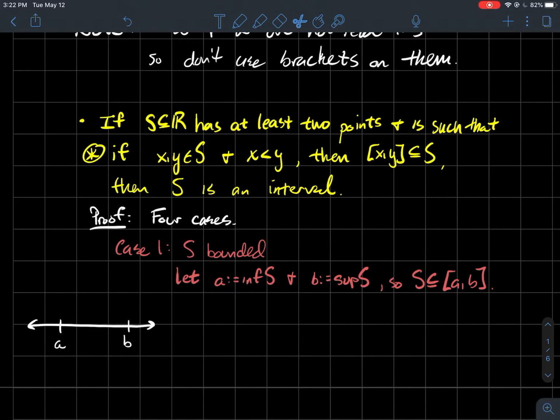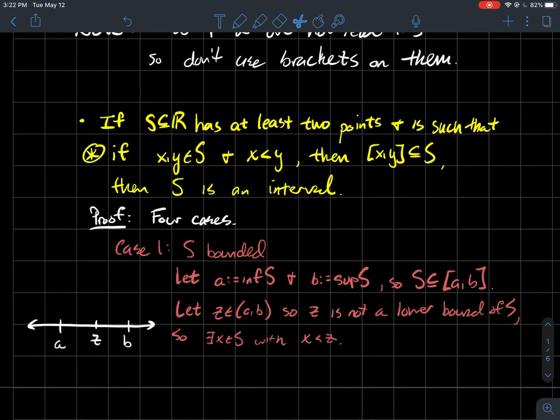Now what we're going to do is show that any number between A and B has to be within the set S. So let Z be some arbitrary number between A and B. In particular, here's Z. Z is in between A and B. Well, Z is definitely not a lower bound of S, since A is the largest of the lower bounds. So that means that there exists an X in my set S such that X is to the left of Z.